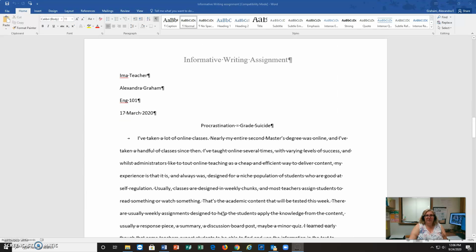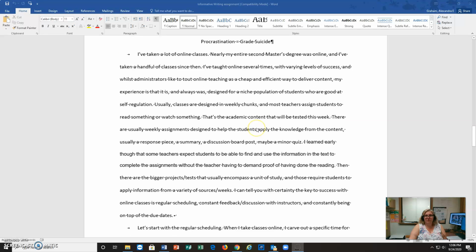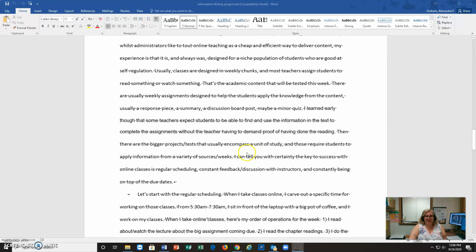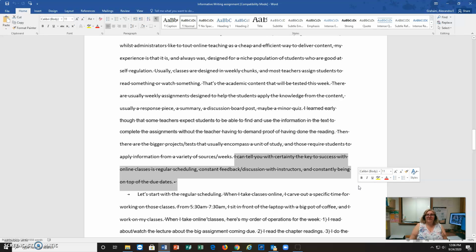I've given you an example here. All right, so here it is. And if you look through it, you'll see the important things. So I've got a clear thesis statement right here. So I can tell you with certainty the key to success with online classes is regular scheduling, constant feedback discussion with instructors, and constantly being on top of the due dates. So that's a clear thesis statement. Here's the key to success, and doing this, this, and this.